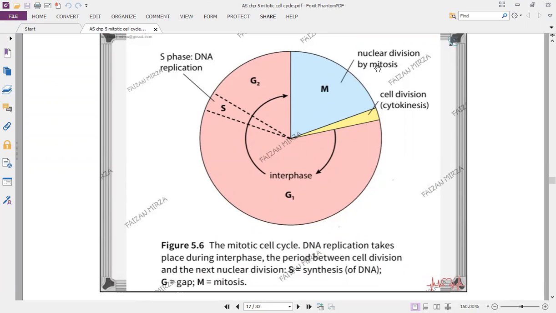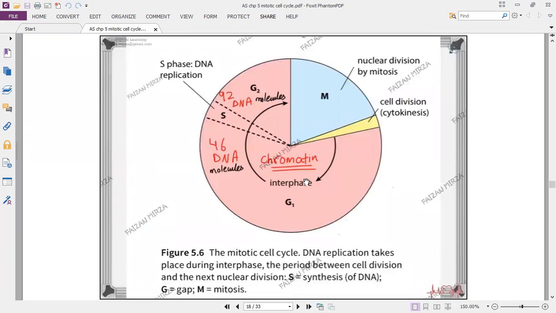M phase follows interphase. M phase is where nuclear division by mitosis occurs. This is followed by cytokinesis, which is the cell division. As discussed previously, we are eukaryotes, so we have interphase, M phase, and cytokinesis. There are three stages in our cell cycle, but if it's a prokaryote, then the M phase would not be there. The interphase would be directly joined with cytokinesis, and then again interphase.